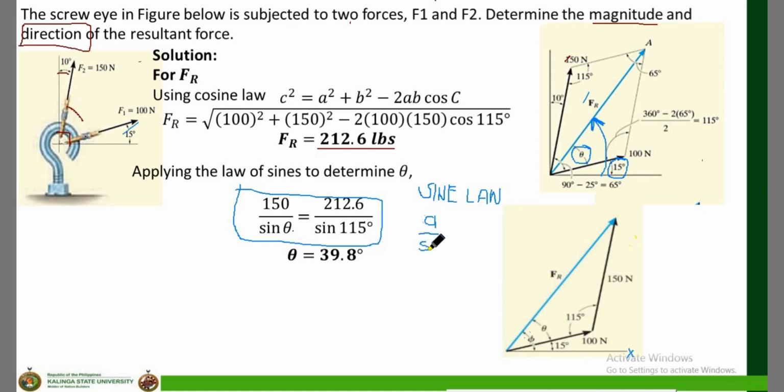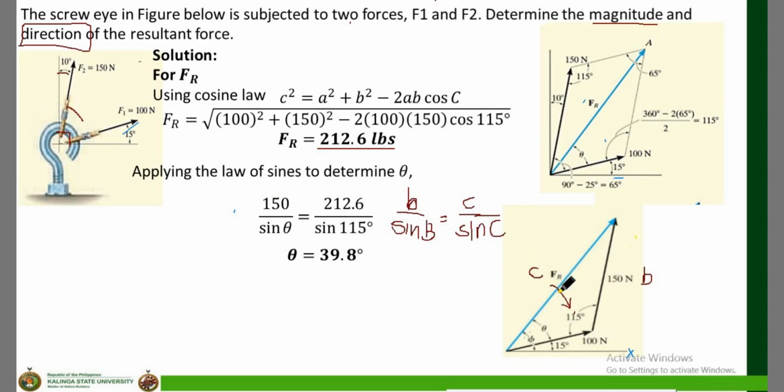Side A over sine of angle A is equal to side B over sine B, which is equal to side C over sine of angle C. You should remember it from high school. Here, side C is FR, 212.6, and its opposite angle is 115. Side B is 150 newtons.